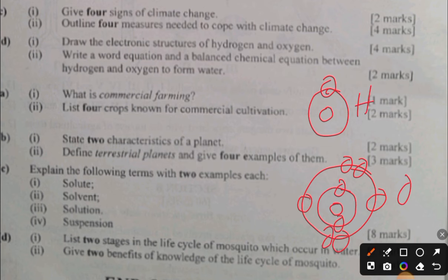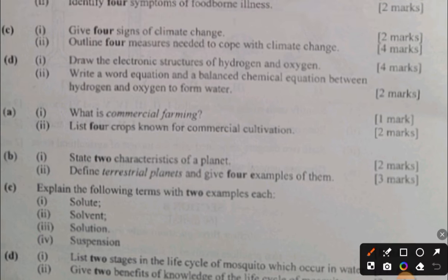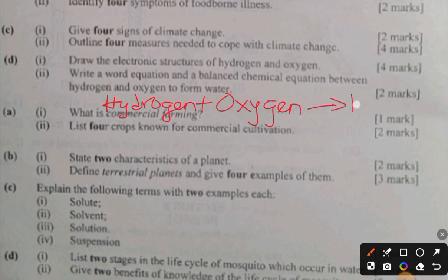Now the next thing is to write a word equation and a balanced chemical equation between them. So the word equation for hydrogen and oxygen. Hydrogen plus oxygen give you water. Good. And then the balanced equation, that's where you use the symbols.